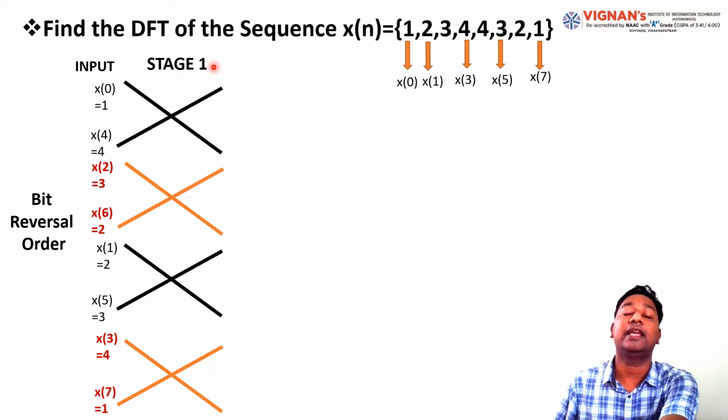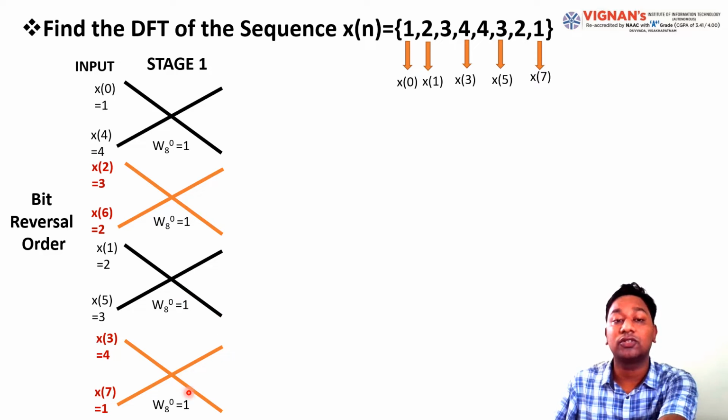Now all the butterflies associated with stage 1 have omega 8 to the power 0 equal to 1 as the Twiddle factor. So see, for the first butterfly omega 8 to the power 0 is the Twiddle factor. For the second butterfly also the Twiddle factor value is 1. The third butterfly also, as well as the fourth butterfly. So in all the butterflies associated with the first stage, the value is 1.